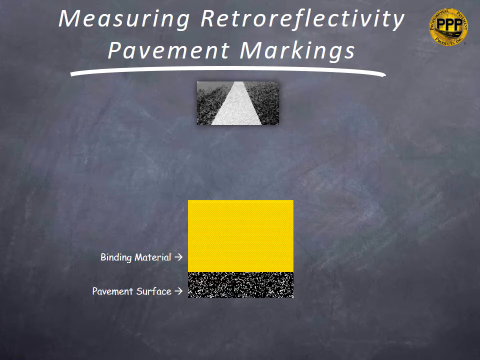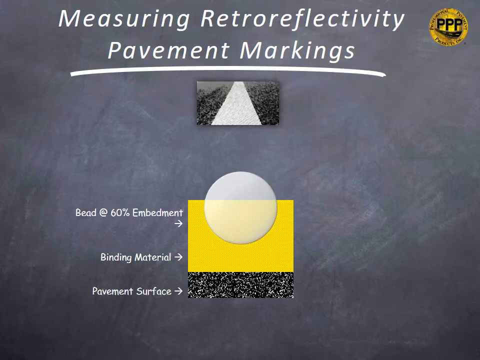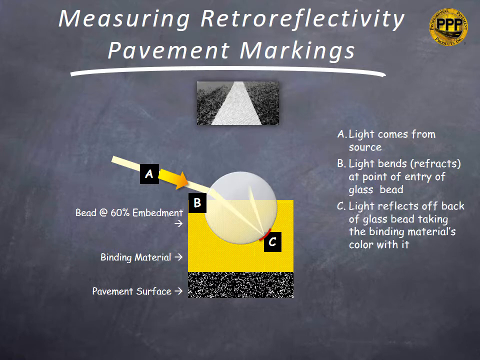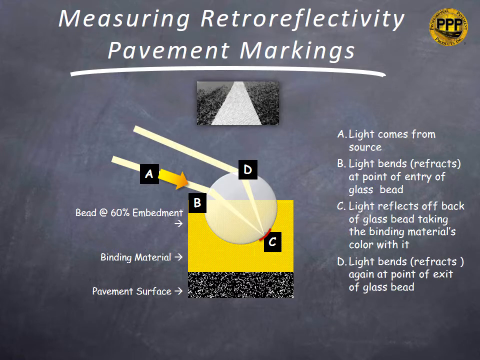In pavement markings, we use the refractive capability of glass beads. We partially embed them into the pavement marking material to about 55 to 60% depth. As the light comes from the source, the vehicle's headlights, it bends and refracts at the point of entry of the glass. The light reflects off the back of the glass bead, taking the binding material's color with it. Then the light bends and refracts again at the point of exit of the glass and returns the light back to its original source, the driver.